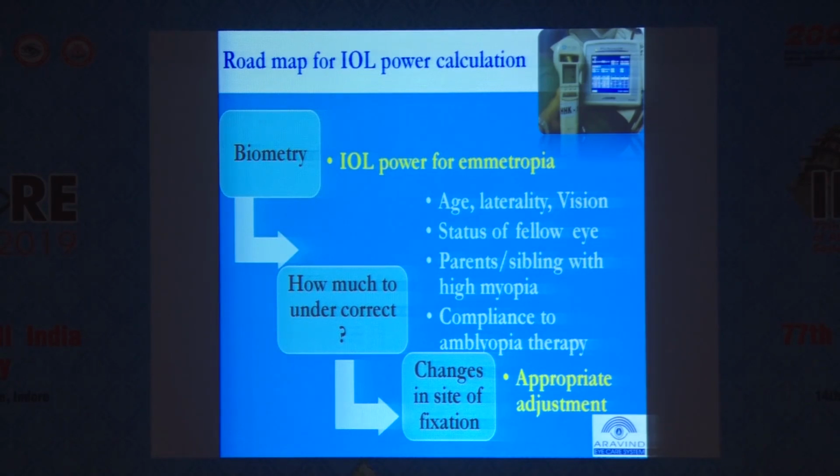Then if the parents or siblings are high myopes, again we can plan for a larger amount of hypermetropic residual refraction, so that if the child moves into myopia, it would not be to a larger extent. Finally, if compliance to amblyopia therapy, glasses or contact lens is doubtful, we can aim for lower hyperopia or almost emmetropia. Then finer adjustments can be made if there is a change in the site of fixation. If we choose the ciliary sulcus, we could decide on a 1 to 2 diopter reduction based on the initial IOL power.